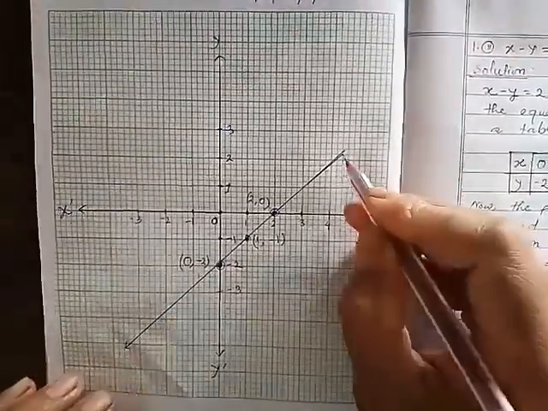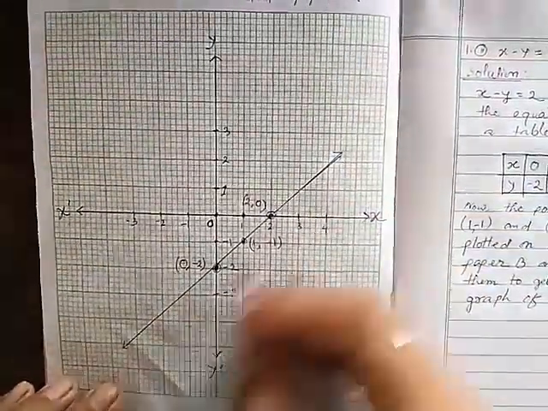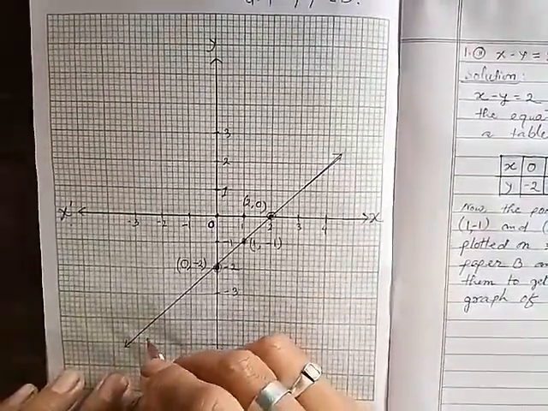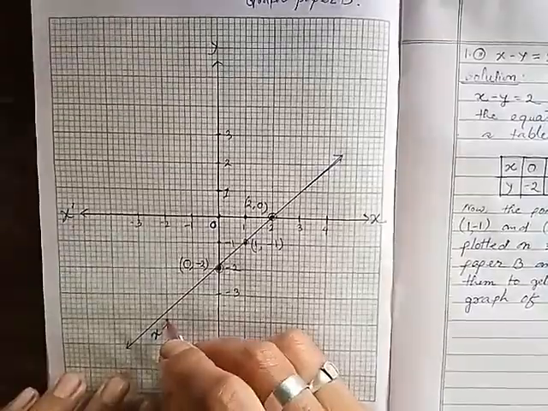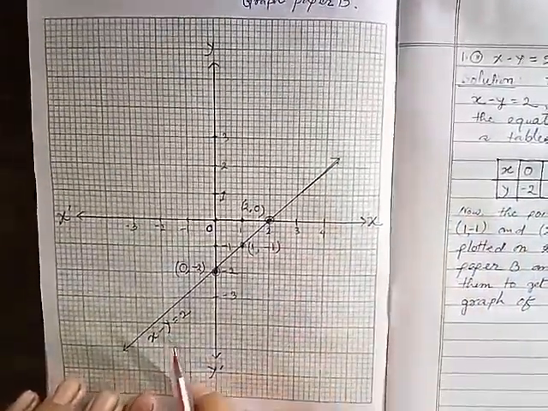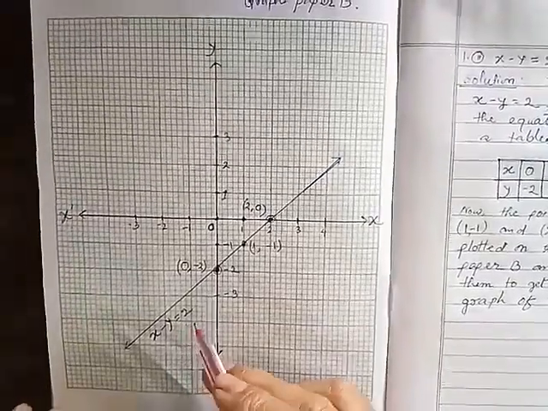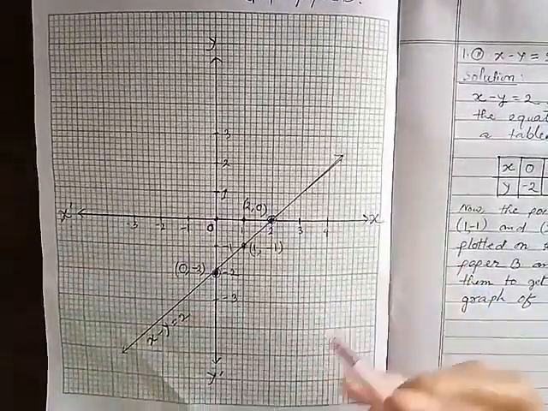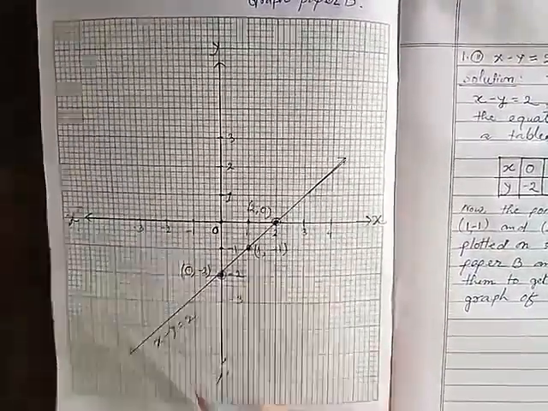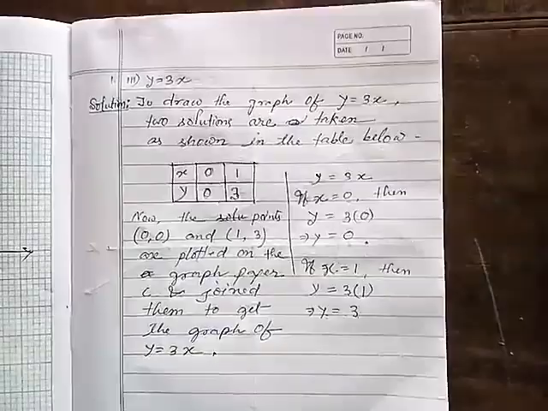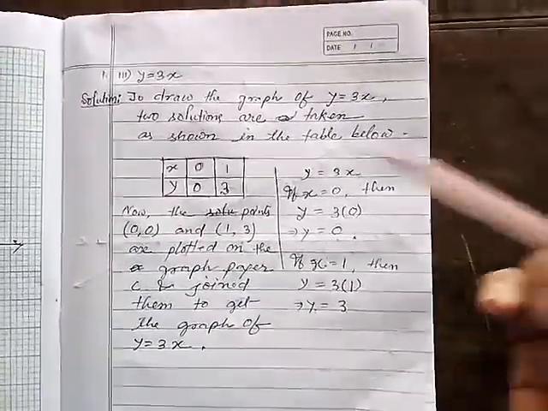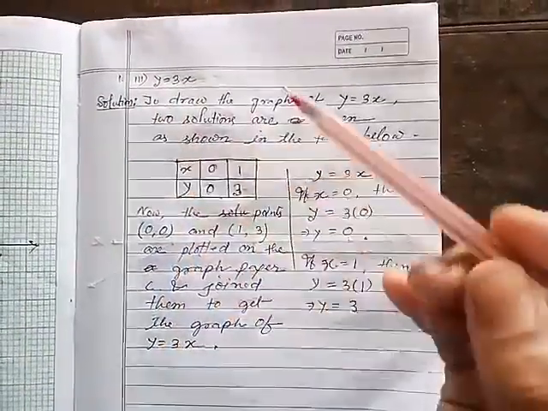Three points are joined, and this line is called the graph line of which equation? Of the equation x minus y is equal to 2. This is the graph of the equation x minus y is equal to 2. So in this way we can draw a graph of a linear equation such as x minus y equals 2. Since I have already told you how to draw a graph, this is question number 1, Roman number 3.